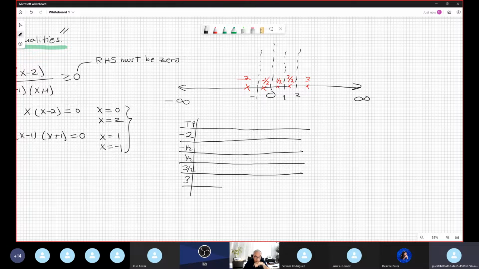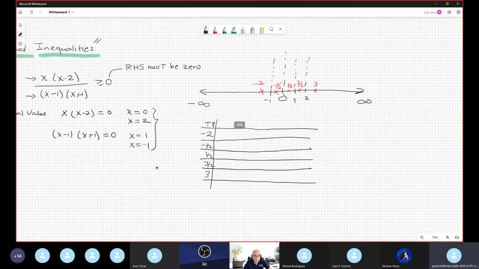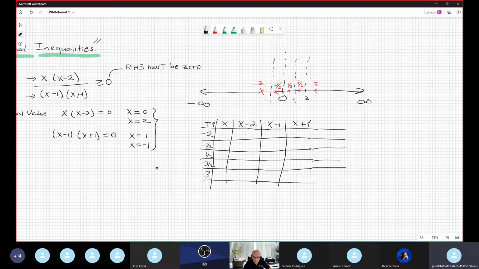Super. The factors involved in my problem are, look, I come back to the beginning: x minus 2, x minus 1, x plus 1, and x. Four factors, and the additional column is the total. You know that's what we always do. Okay, I'm plugging in. It's easy. This is the easy part.